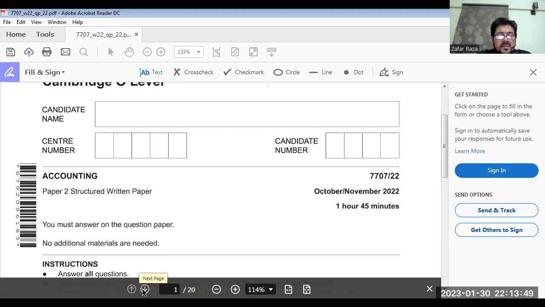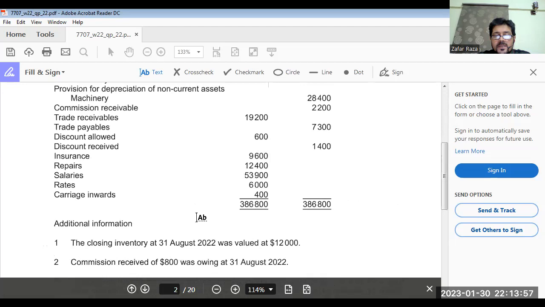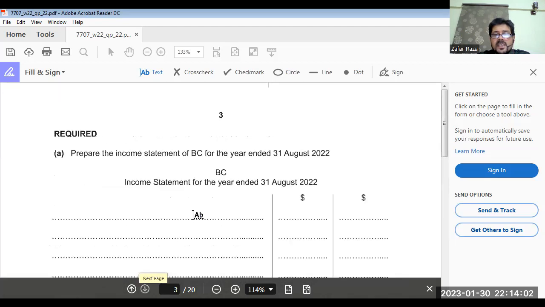Now, this is our first question. BC, a sole trader, prepared the following trial balance from his accounts on 31st August 2022. This is a trial balance of a sole trader, which is given with 7 adjustments. And what they have asked for is an income statement. So when we have to make an income statement, we have to start with revenue.